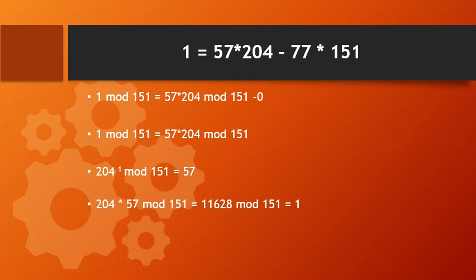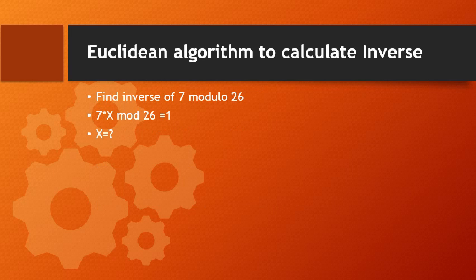Now come back to the question. What was the question? The question was to find 204 inverse mod 151. So take the 204 here. So you have 204 inverse mod 151 is nothing but 57. So the answer is 57. You can verify this. You can put 204 into 57 mod 151. You will end up with 1. So inverse of 204 modulo 151 is nothing but 57. Cool? Fine. Now let's take another example.